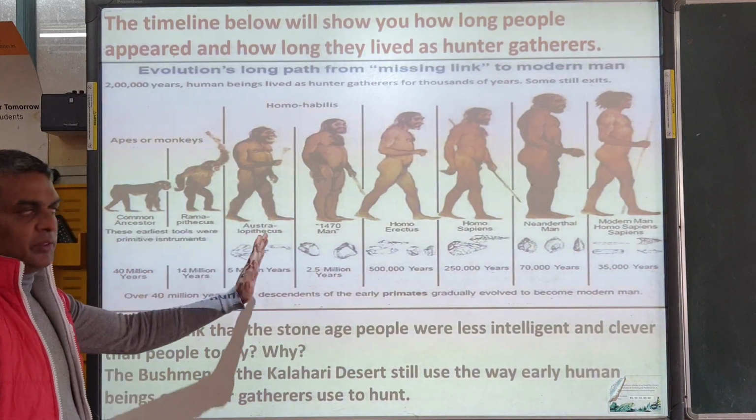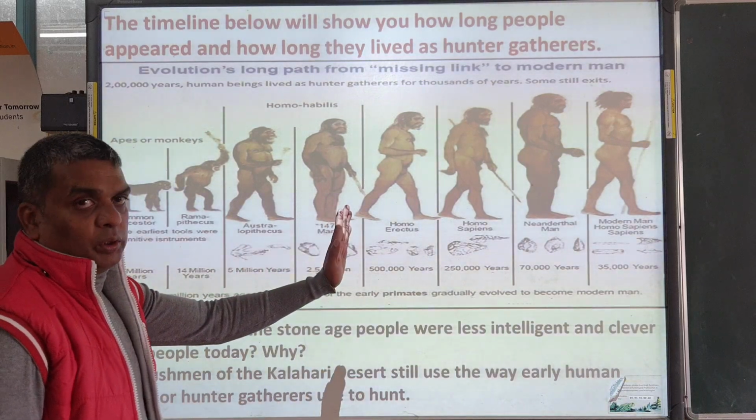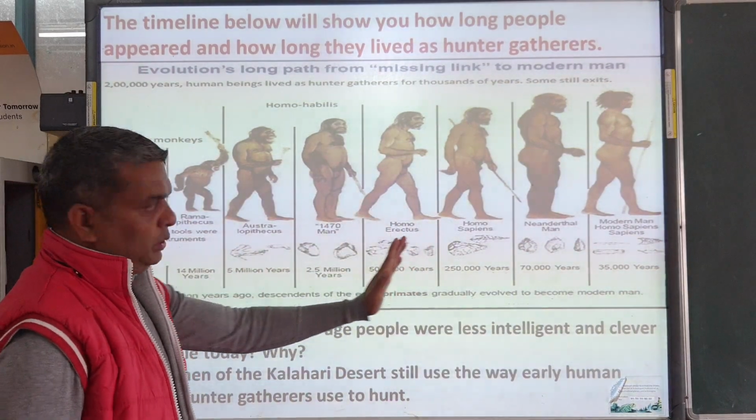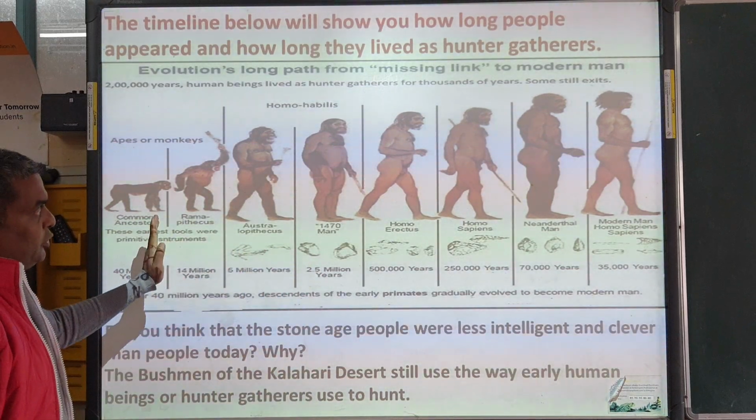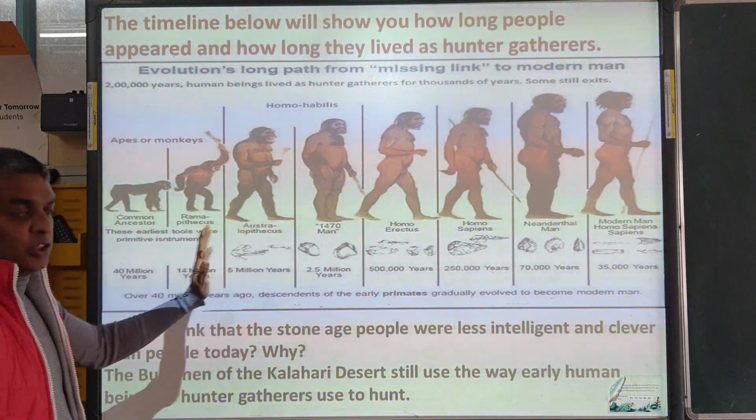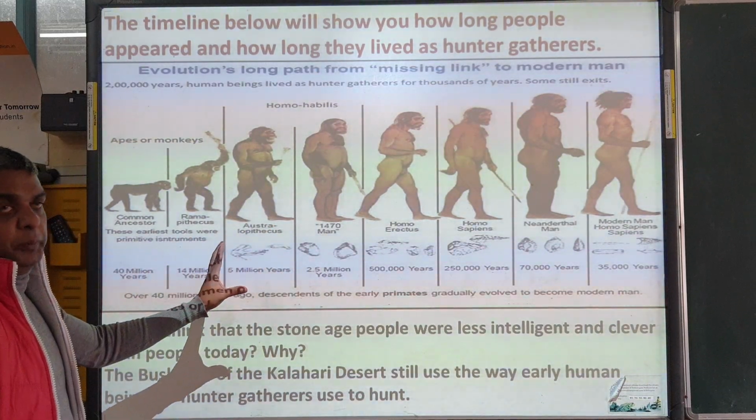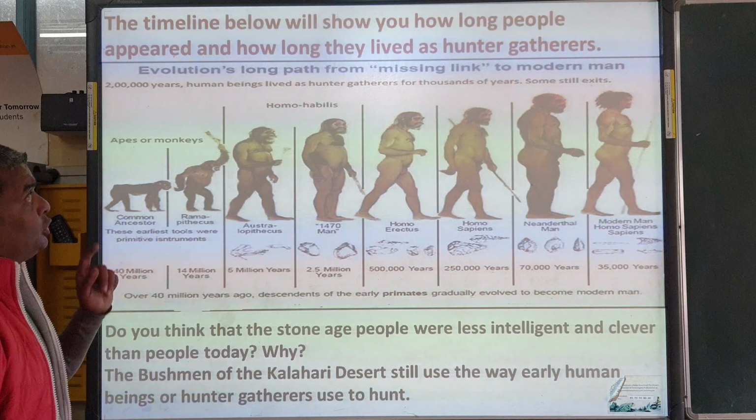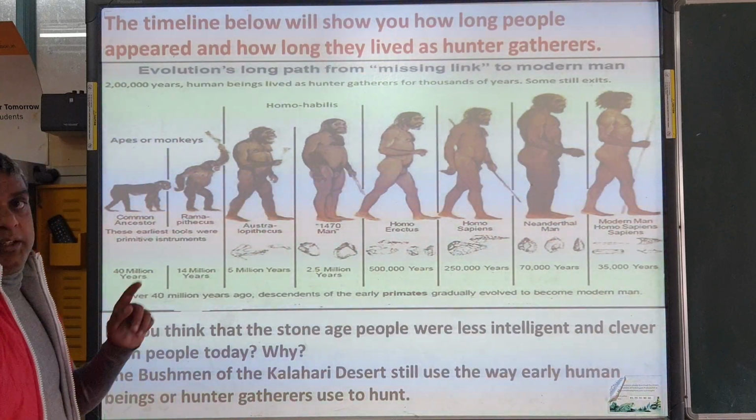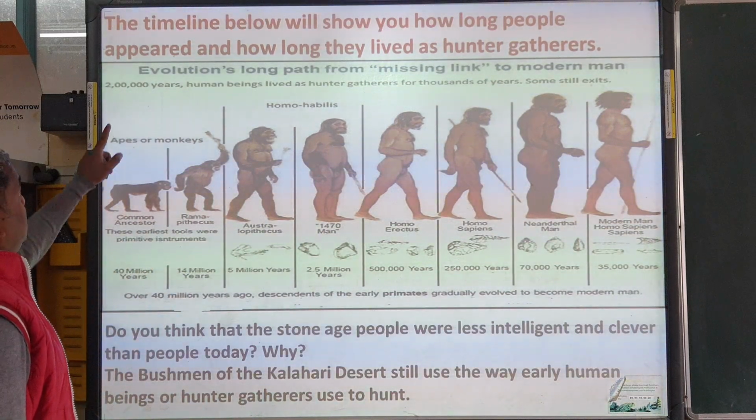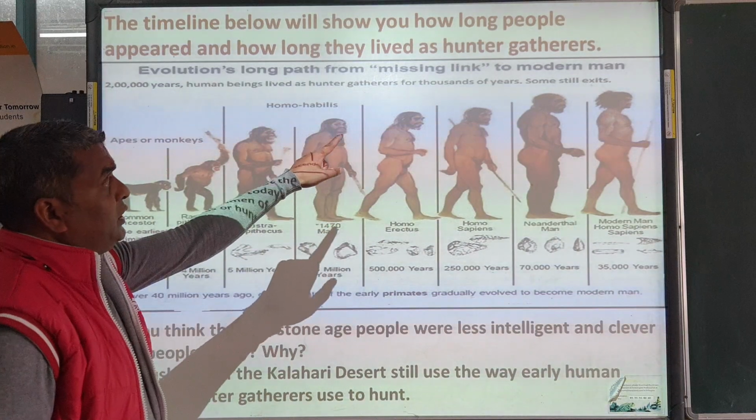Then here is an image: how early men looked and what we are now. A timeline of pictures showing the changes, slow, gradual change. Okay, the evolution of human beings. The timeline below will show you when people appeared and how long they lived as hunter-gatherers. So, evolution: a long path from the missing link to modern man.